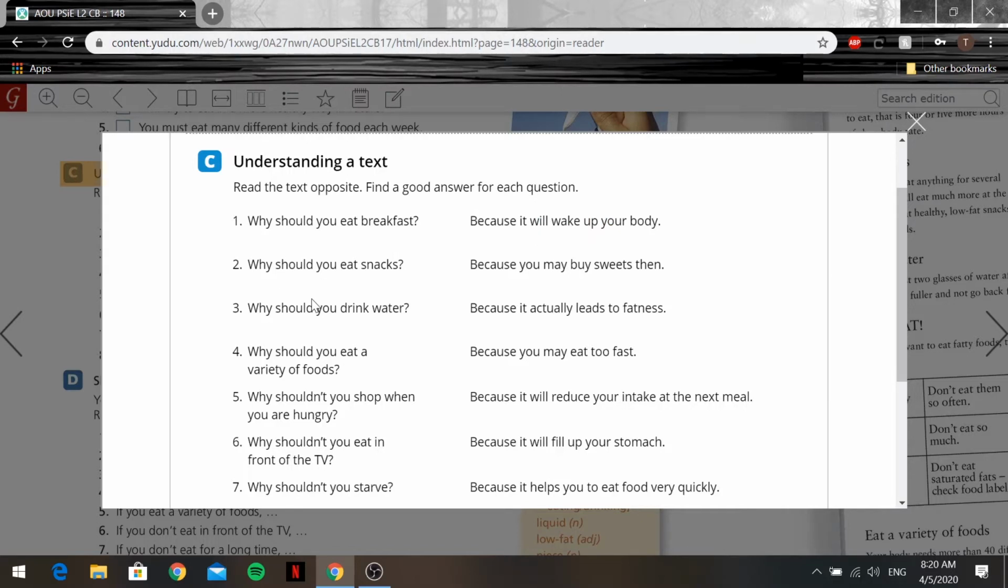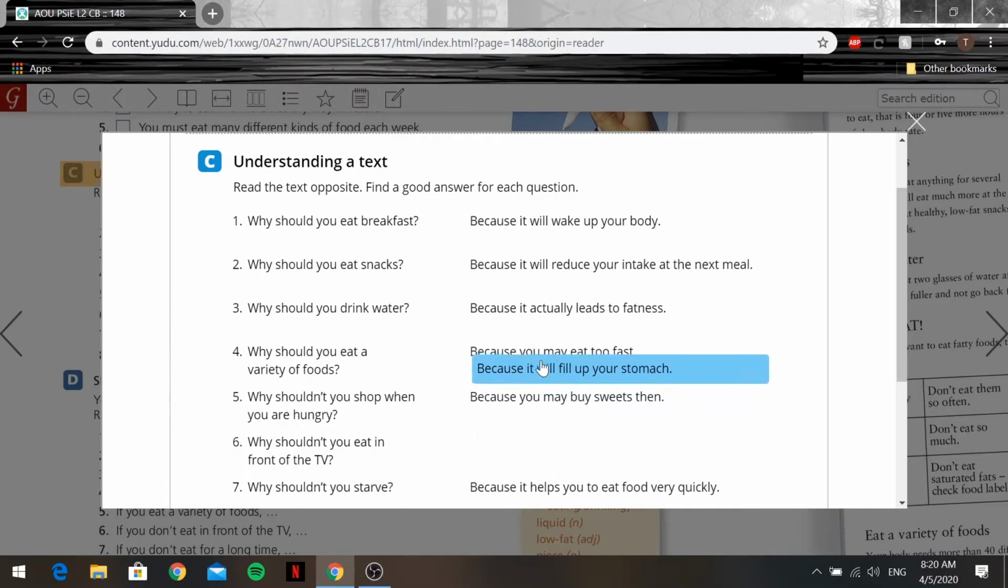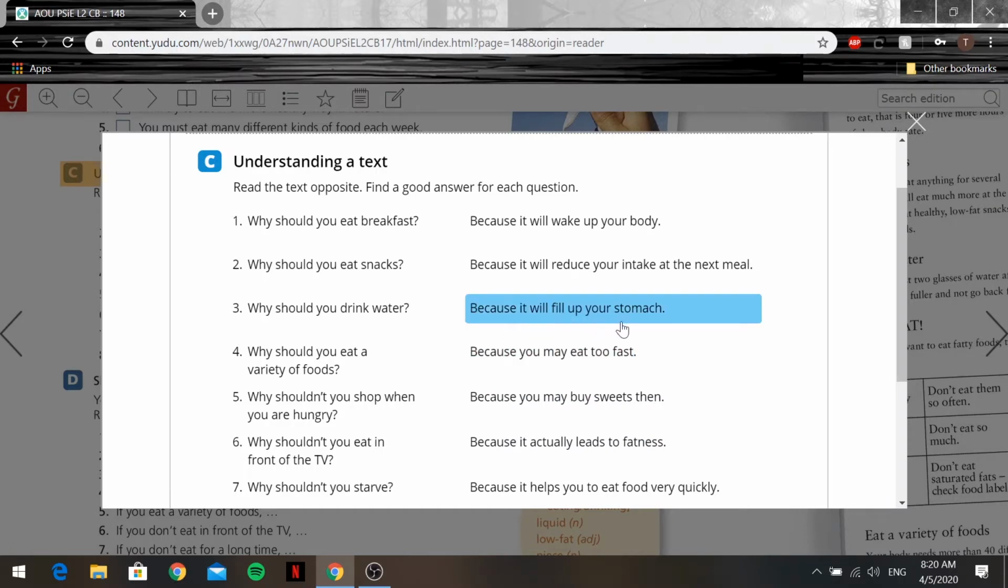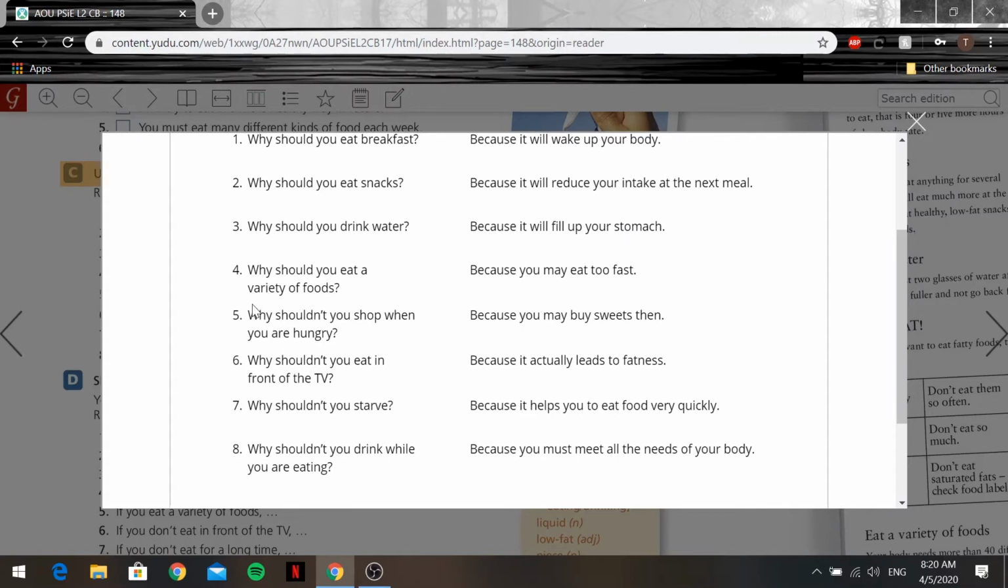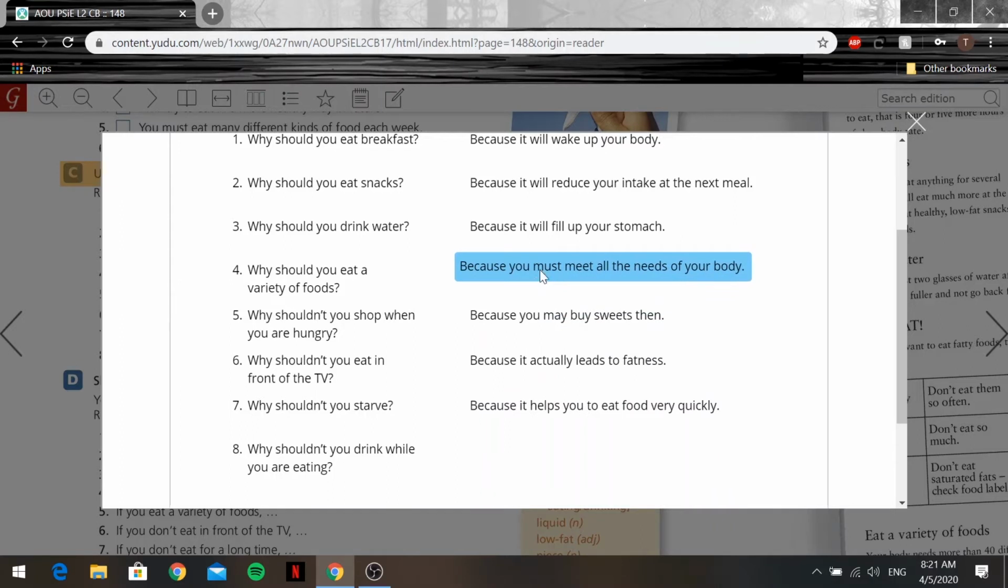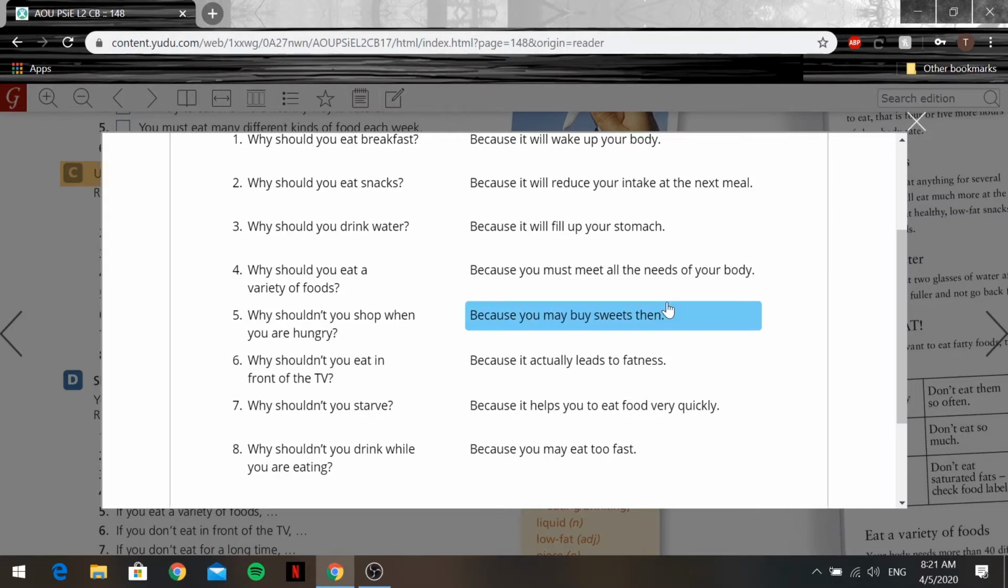Two, why should you eat snacks? We'll say because it will reduce your intake at the next meal. Three, why should you drink water? We'll say because it will fill up your stomach. Yeah, that makes the most sense. Four, why should you eat a variety of foods? We'll say because you must meet all the needs of your body. This one makes sense.